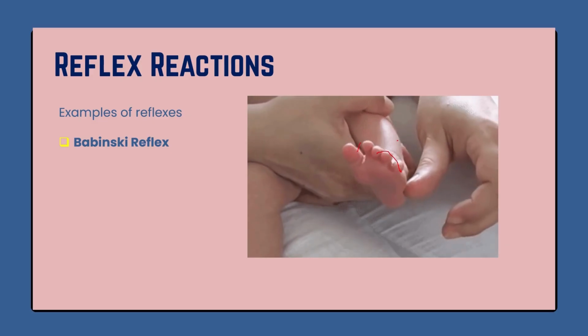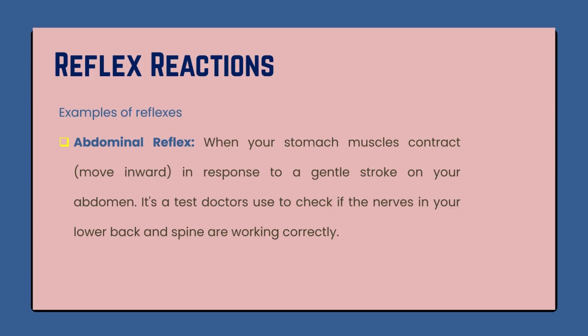You can see how many of you have normal reflexes and how many of you don't have any normal reflex. All right. Last, we have abdominal reflex. I didn't get any video to show you this. So here, when your stomach muscles contract or move inward in response to a gentle stroke on your abdomen, try gently stroking your abdomen and you can see your stomach muscles contract or move inward. This is called abdominal reflex.